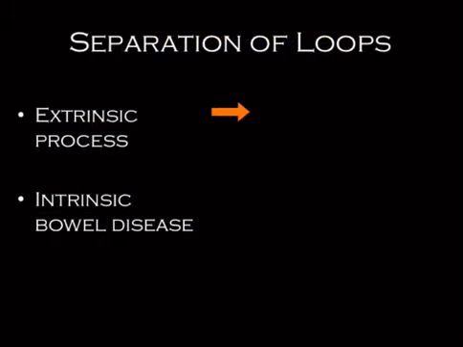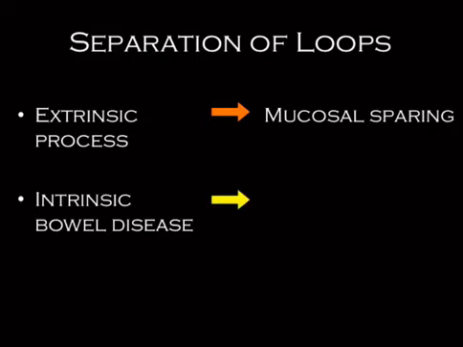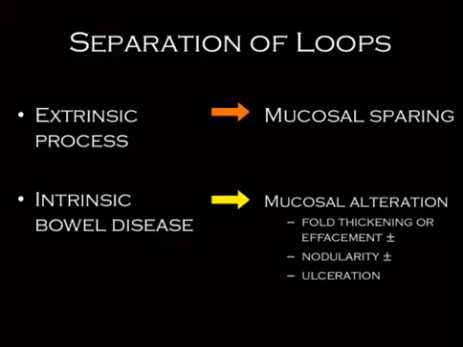Now, how do you tell the difference? Extrinsic processes like masses or ascites that are causing bowel separation are going to spare the mucosa because the mucosal wall is normal. It's just got something on the outside pushing on it. Versus intrinsic bowel disease, which does not spare the mucosa. It's abnormal. So you can have fold thickening, ulceration, nodularity, all those things in the setting of bowel separation.